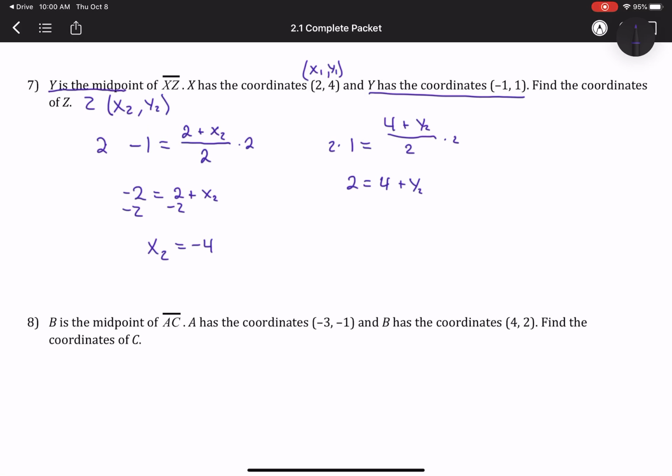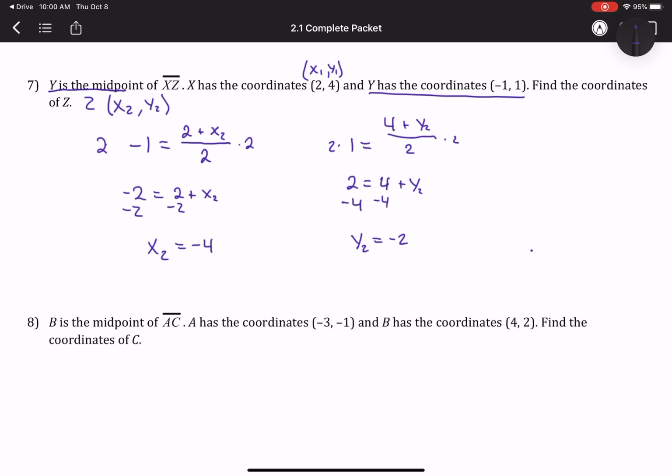I'm going to subtract out the 4 from both sides. And that gives me that my second y coordinate is equal to -2. 2 minus 4 is -2. So now I have my x and my y separately.